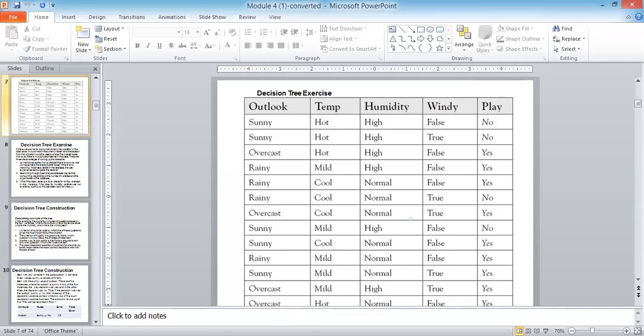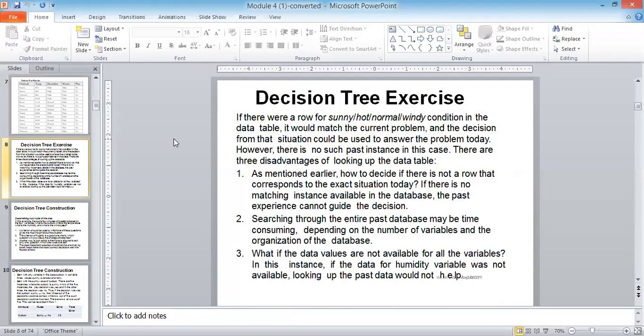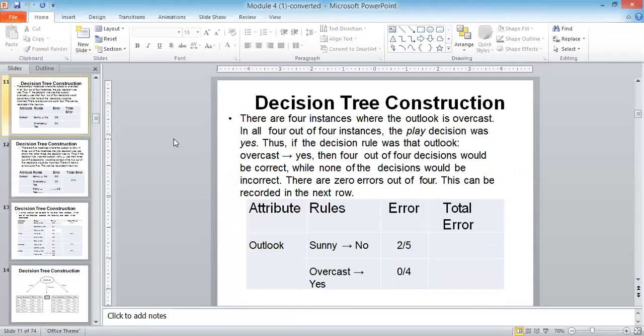When we look at the outlook with respect to sunny, if the humidity is high, we cannot play. With respect to sunny, if the humidity is normal, yes, we can play. This is how things go, and this is how we are going to make the decisions.